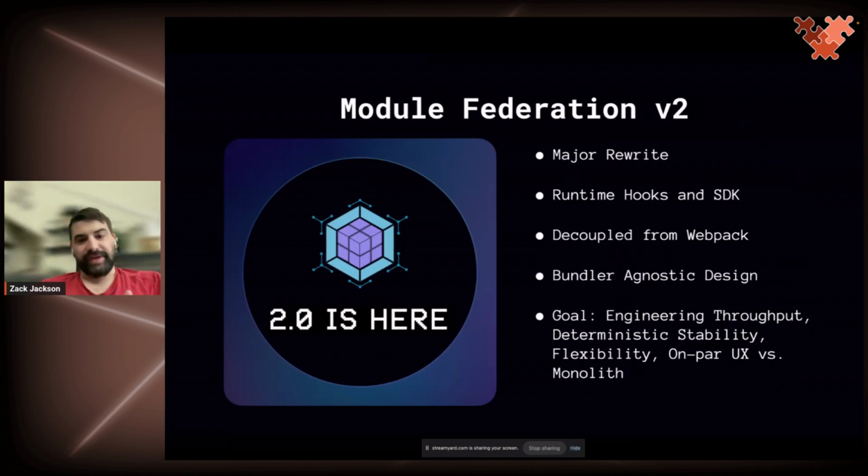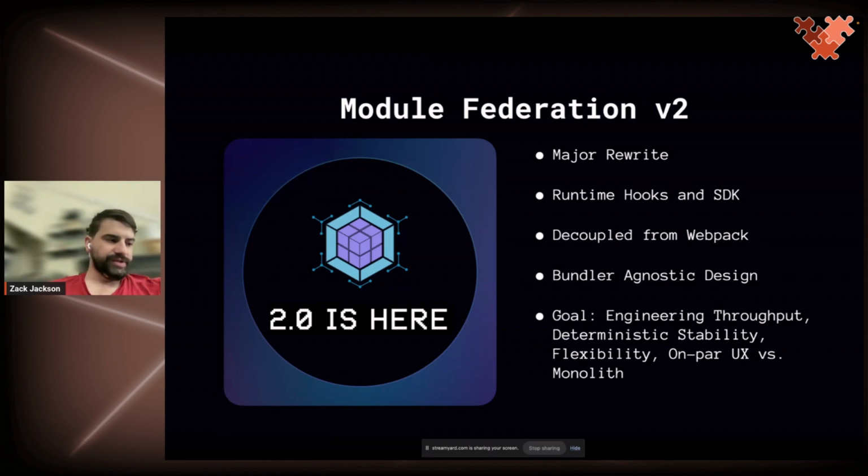So this is where we started to come out with Module Federation v2. It was a major rewrite. The big things I wanted to introduce were something like a hook lifecycle or an SDK. I wanted to pull it out of Webpack so that we are more agnostic. And a big goal here was trying to increase engineering throughput and improve the deterministic stability of Federation.